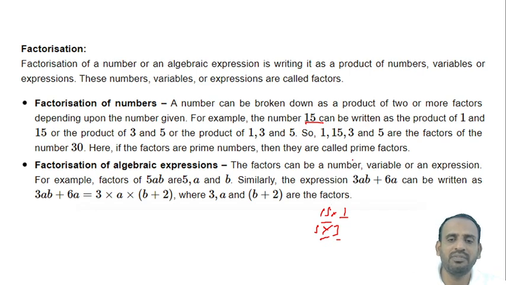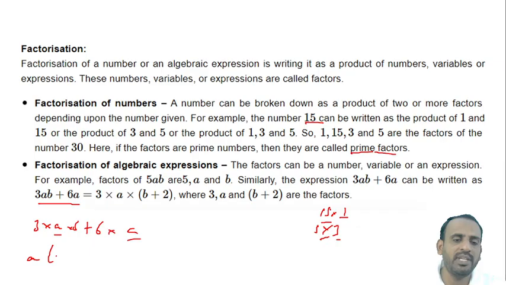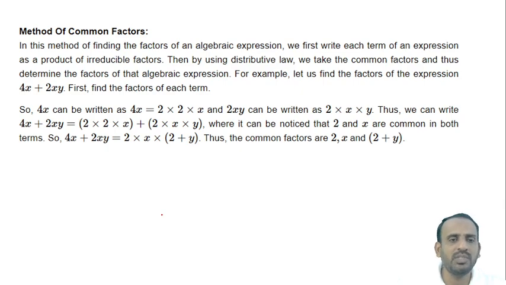If there are prime numbers, they are called prime factors. Suppose there is an expression now, 3ab plus 6a. We can write it as 3 into a into b, plus 6 into a. What is the common factor here? a. So if we remove the common a, it will be 3b plus 6. Okay, this way also we can do. Or we can remove 3 as a common factor from here, then it will become another factorization. Okay, so there are different methods of common factors.